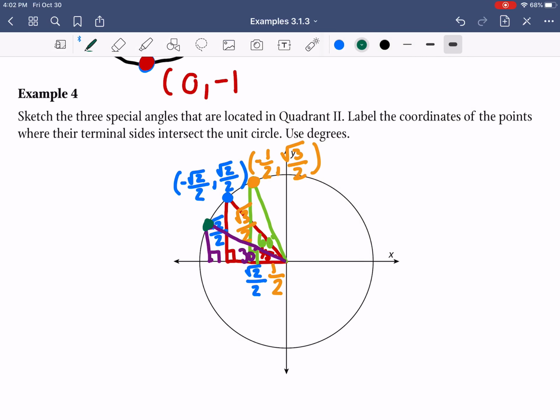Okay, I'm trying to find the coordinates of this point right here. Well, across from the 30-degree angle is always 1/2. That means this bigger side right here is radical 3 over 2. So to get my coordinates, I go left radical 3 over 2, and then I go up 1/2. So all of your answers tonight are all going to involve these radicals: radical 3 over 2, radical 2 over 2, and radical 1 over 2, which is just 1/2.